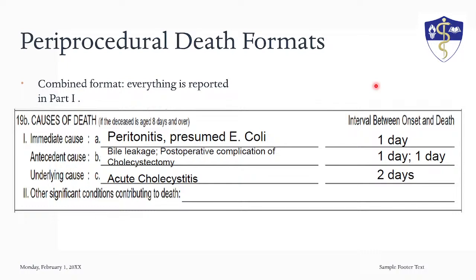So, it's still a complication that can happen to a lot of surgeons who operate on patients. So, that's the cholecystectomy. The patient has acute cholecystitis because that's the indication for doing emergency surgery. Okay, so acute cholecystitis.